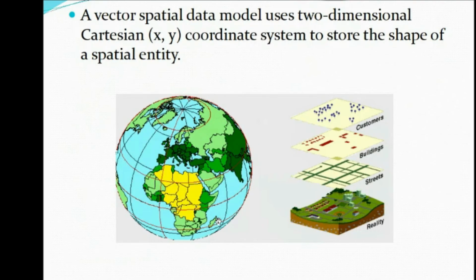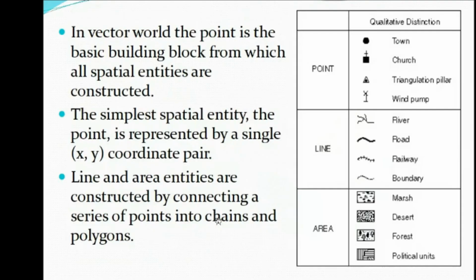So here, once again, you can see the vector data model. It usually represents the features in a two-dimensional coordinate system, because in the case of raster data, we observe that phenomenal features like rainfall, temperature variation or water level variation, which have a z dimension, can be represented in a 3D view only in the case of raster data.